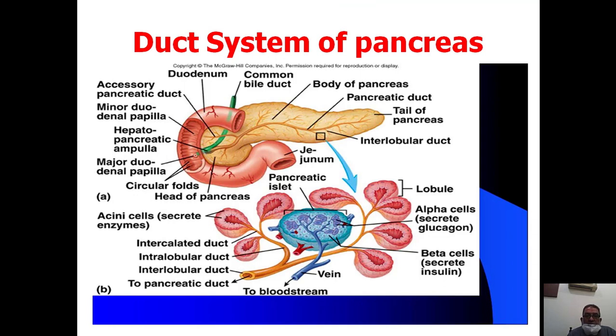So there are two different mechanisms, the duct system as well as the blood vessel system. The blood vessels serve the endocrine portion and the duct system serves the exocrine part.